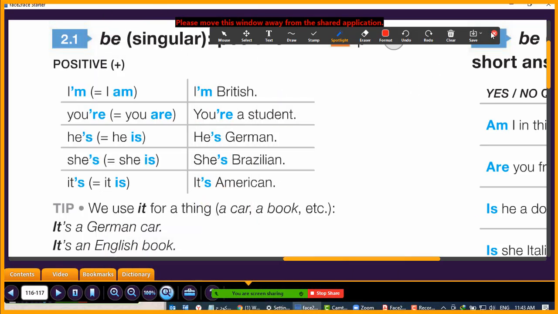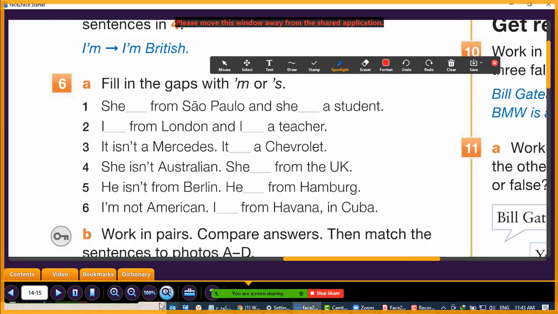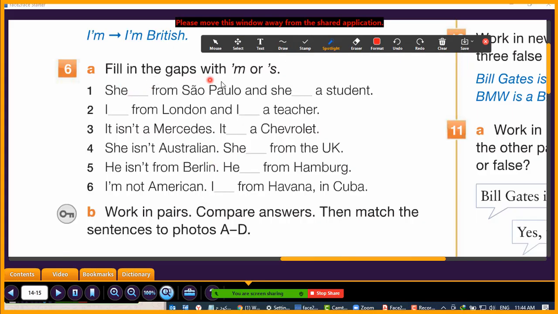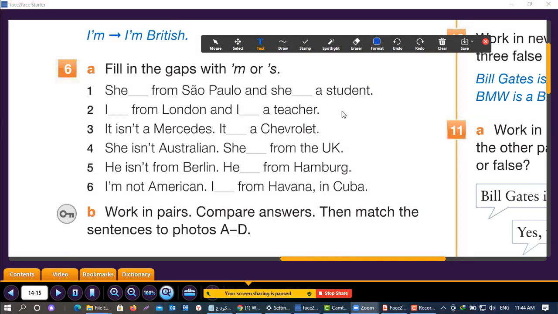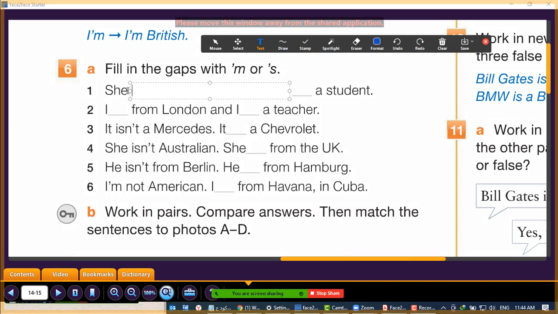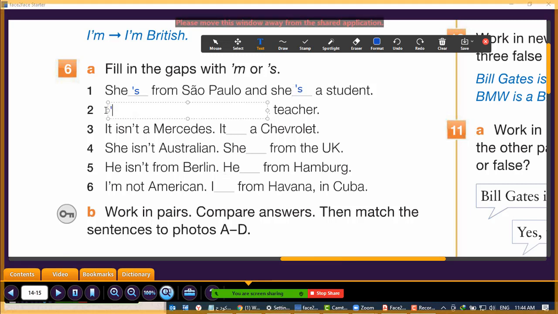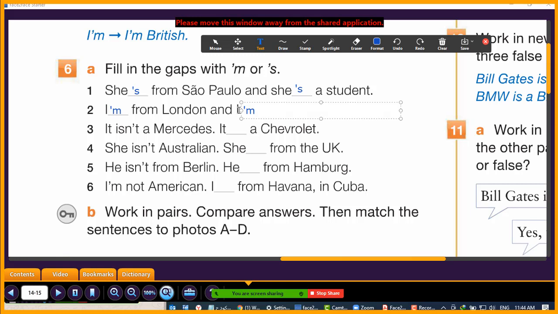Okay, let's go back. Fill in the gaps with contraction am, contraction is. For example, here we have she. What do we use after she? She, contraction is, she's. Very good. Here again she's. Okay. I. Contraction. I'm from. And I am. I'm. Teacher. Very good. Okay.